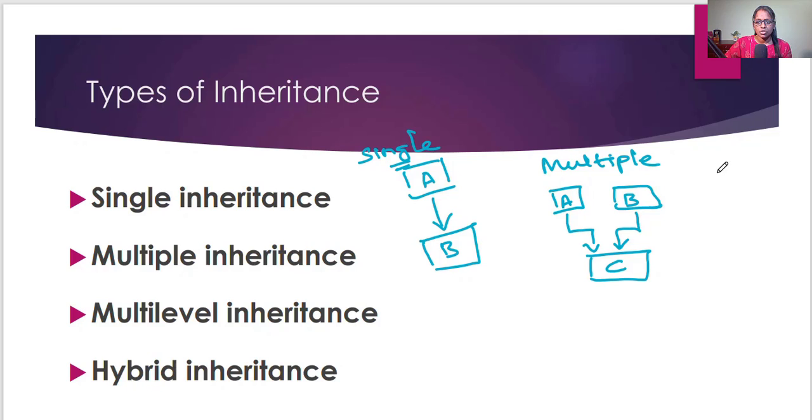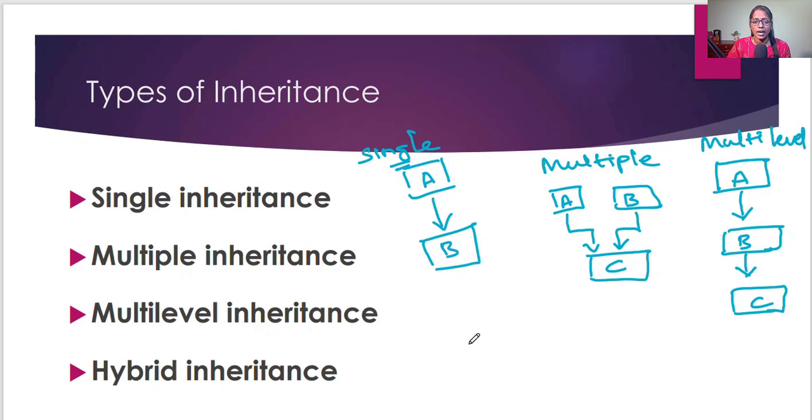And the next concept is multi-level. That is, class A is inherited into class B, and class B is inherited into class C, level by level. That is called multi-level inheritance.